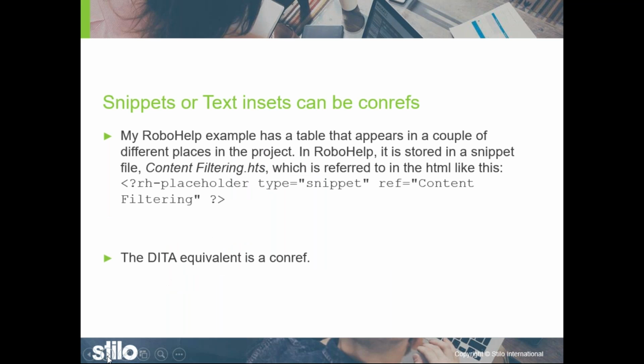There's also other methods of reuse that we have encountered in some of the input files. So text insets or snippets are reusable text. So what we've done in the RoboHelp example, there's one example of a table that shows up in a couple of different places in the project, and it's stored in a snippet file. And the name of the snippet file is contentfiltering.hts. And in the HTML, this is what it looks like. So the equivalent in DITA would be a conref. So I want to make that table into a DITA conref.